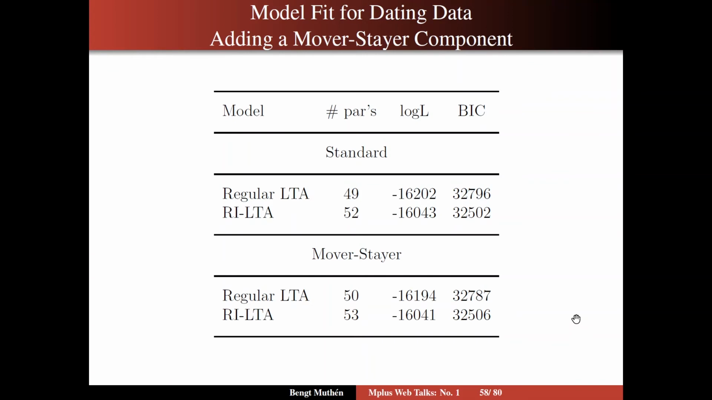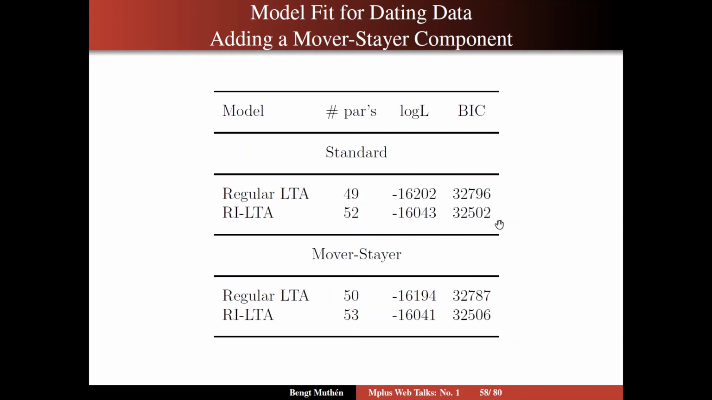Going forward then, like we did for the mood data, we move into taking a look at what happens when you add a mover-stayer component. So that's this bottom part of the table. So for regular LTA, again adding 1 parameter for the probability of being a mover or the probability of being a stayer, whichever you like to consider. You have BIC going from this value to this value, a considerable improvement, and you would choose the mover-stayer model for the dating data, not the model that we just described.